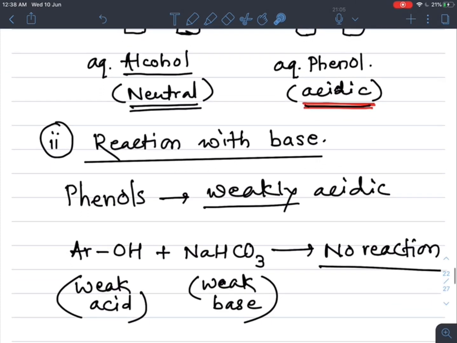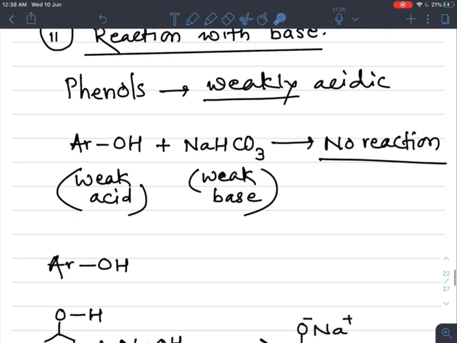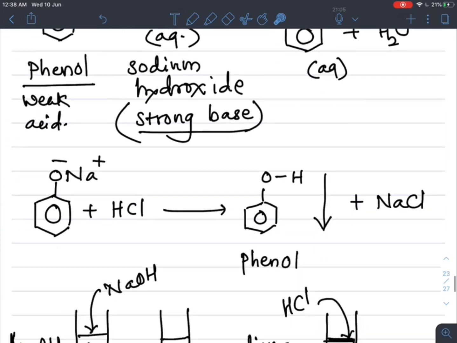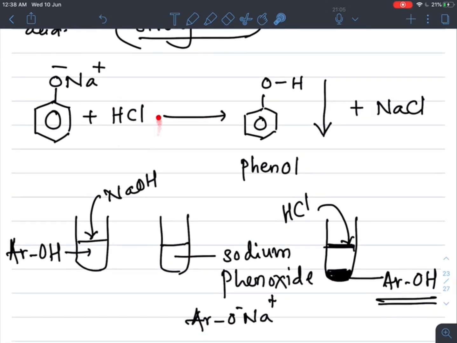Okay, next one, reaction with base. The second test is the reaction with base. Phenols are weakly acidic, and when they are treated with a weak base, there is no reaction. Weak acid plus weak base, no reaction. But when phenol is treated with a strong base, we get its salt, that is sodium phenoxide, with water, and this sodium phenoxide, when further treated with strong acid, gives again a precipitate of phenol in the solution with the removal of NaCl. So we can identify the presence of phenol.